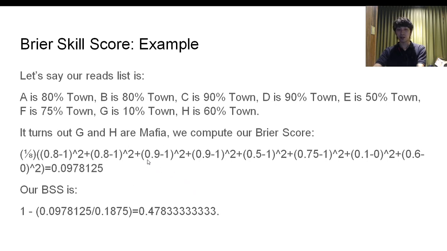If there's anything interesting, say we'll just look at the last one. We think A is 60% town, but they're actually mafia, so you can see it's a 0.6 minus 0. Okay, so we get this as our Brier score.